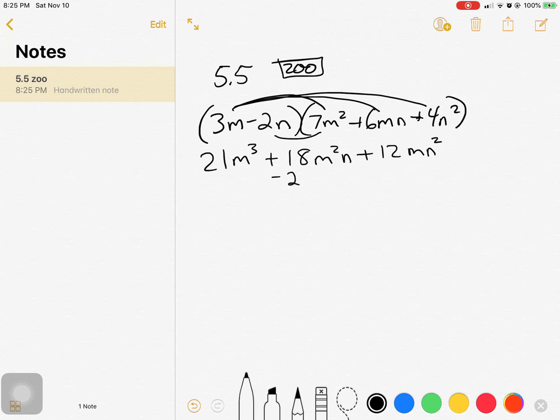So your book suggests if you're doing it the vertical way, to put a negative 14 and then write m squared n, because these are like terms. You have two m's and an n, okay? This is two n's and an m, so that's not a like term. So be careful with that. So this one right here is a negative 12, and it's got one m and two n's. You can see that.